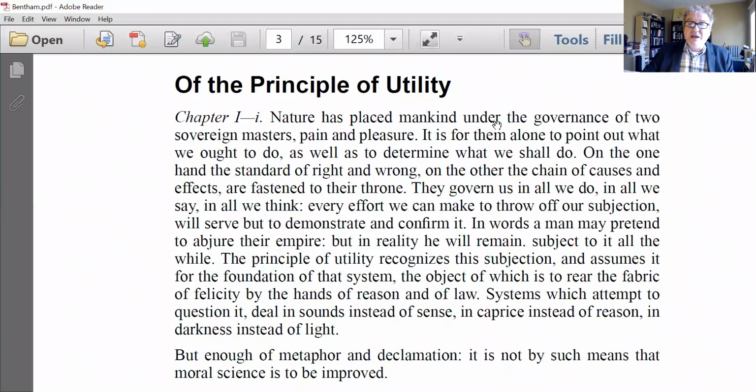Nature has placed mankind under the governance of two sovereign masters, pain and pleasure. It is for them alone to point out what we ought to do, as well as to determine what we shall do. Now, here from the beginning, we see that Bentham is turning to psychology. Psychology as a discipline didn't really begin until the late 19th century. We have Bentham here writing a couple of hundred years before that.